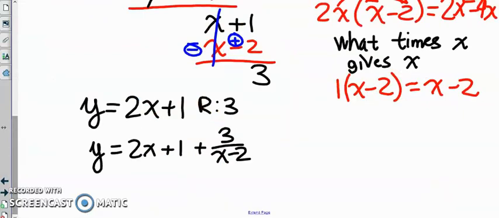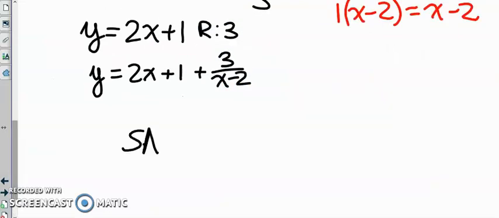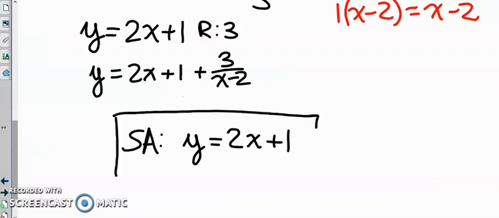But when it comes to our slant asymptote, which I'm going to call SA because slant asymptote is a long way, we drop off the remainder and we just say y equals 2x plus 1. That's it. Remember, it does not happen all the time, only certain places. You don't have to do this over and over every single time. You just have to make sure the degree of your numerator is 1 higher than the degree of the denominator. All right, so let's go to a practice.